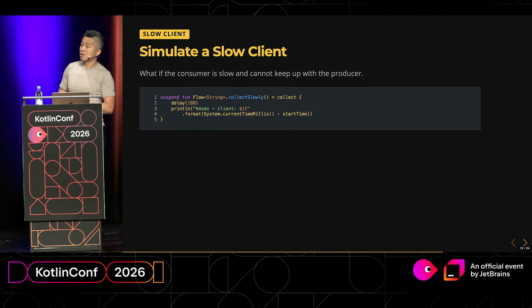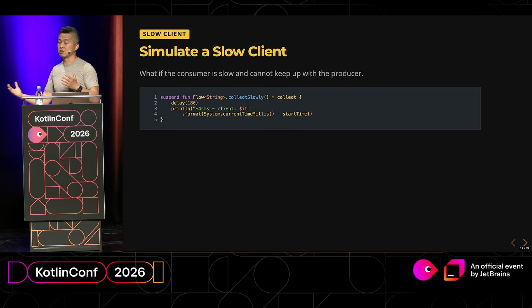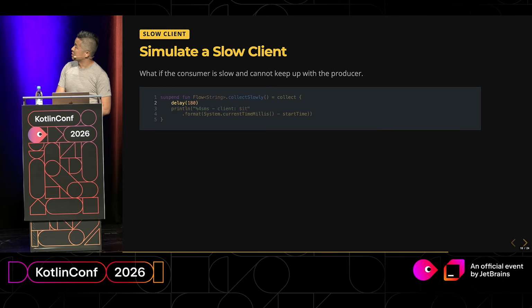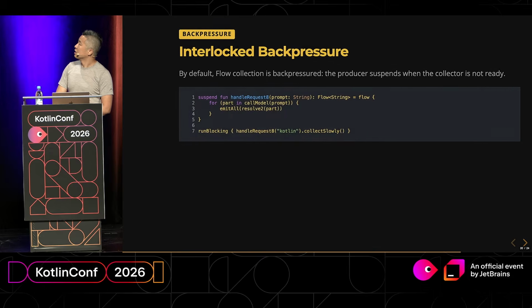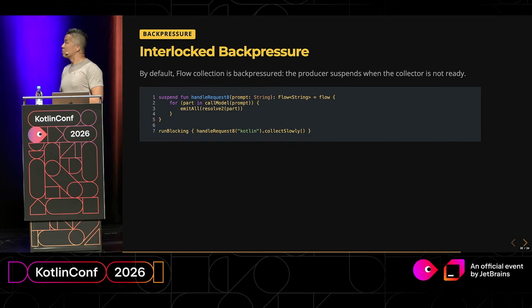So that's when you need some way to control the server and the client cooperation. So let's use this to simulate a slow client. We have a client delay of 180 milliseconds and print out the thing. So it's definitely much slower. And the pattern we are going to use is backpressure.